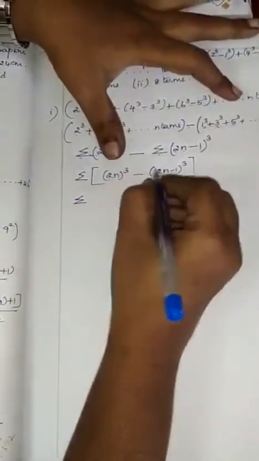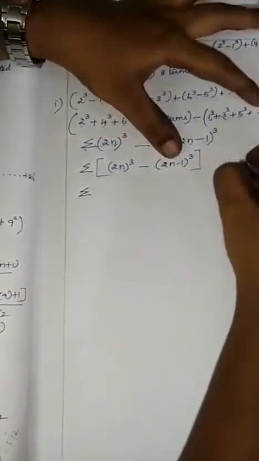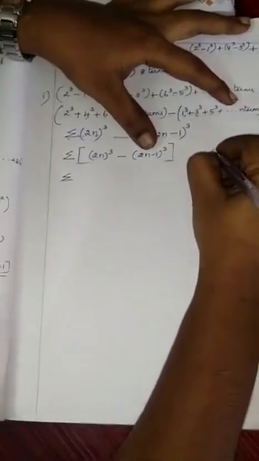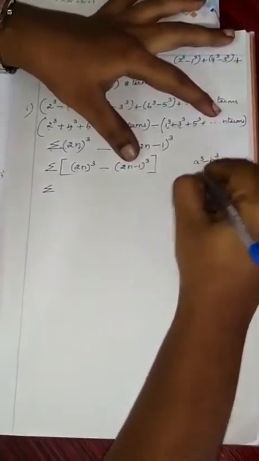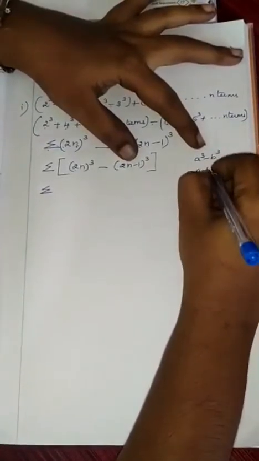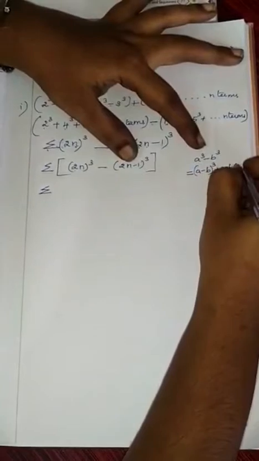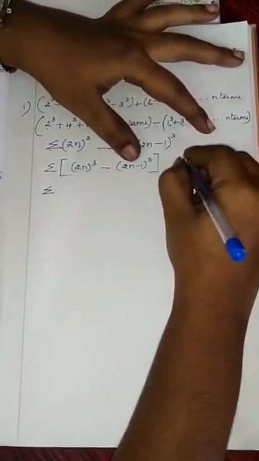Now this is of the form, what form do you have? a cube minus b cube. What is the formula you know for a cube minus b cube? (a minus b) the whole cube plus 3ab into (a minus b). This is the formula I am going to apply here in this sum.